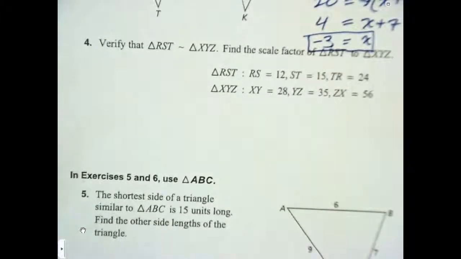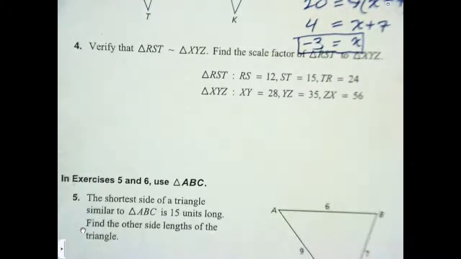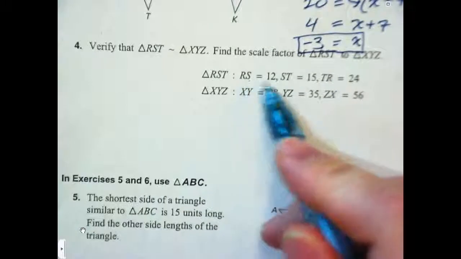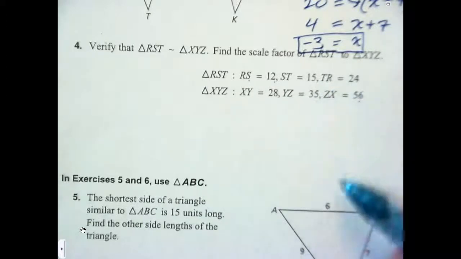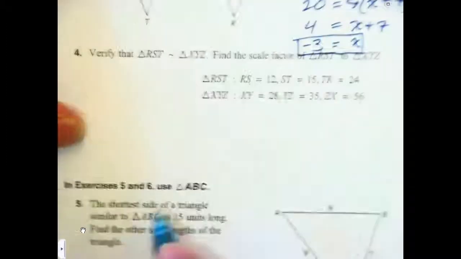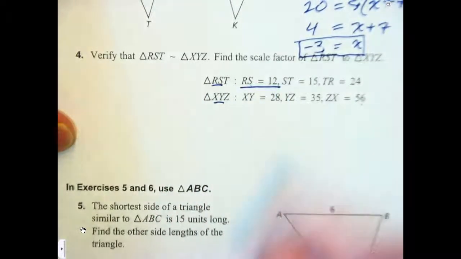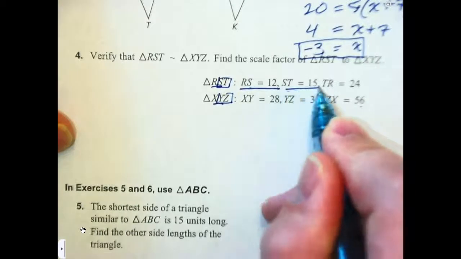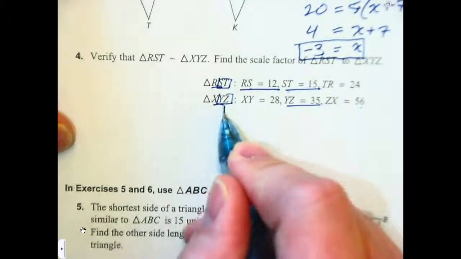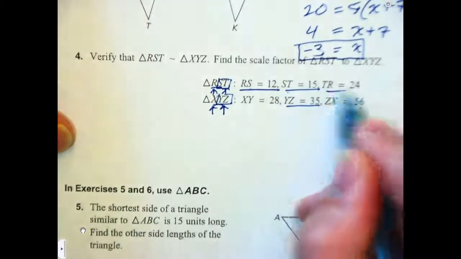Okay. Number 4, verify the triangles RST and XYZ are similar. Find the scale factor of triangle RST to XYZ, knowing that RS is 12 and XY is 28. Note that you're going by letter here: R to S, X to Y, that's that side to that side. That's a ratio. Then S to T and Y to Z, that side to that side. And then Z to X and T to R, that one to that one.